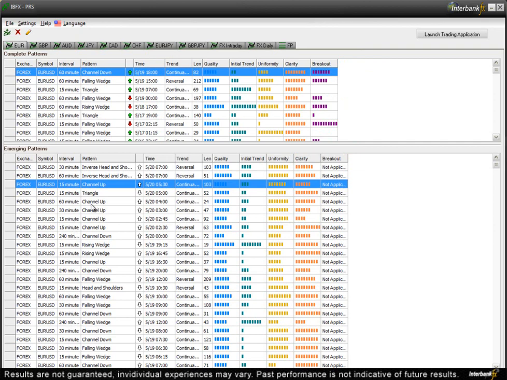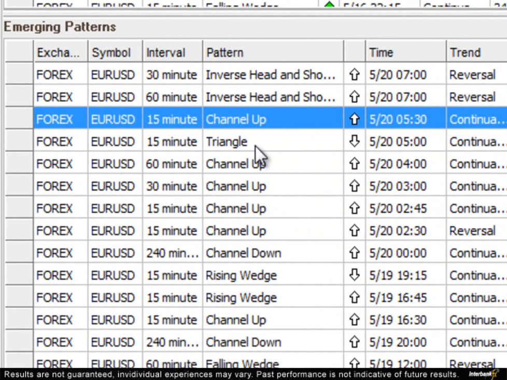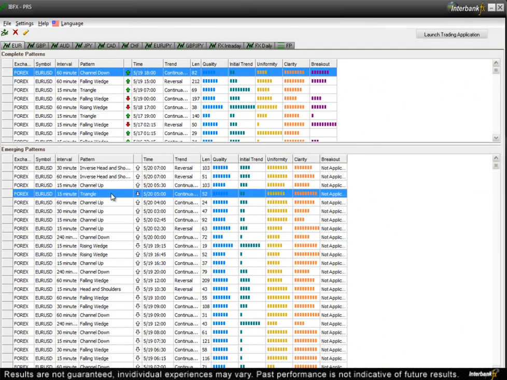We looked at a 30-minute, a 15-minute, we looked at an inverse head and shoulders, a channel up. How about we take a look at a triangle? And here's one of those scenarios where, in close proximity, I got 2 15-minute alerts. One was a sideways pattern and one is a trending pattern. Interesting, right? Let's take a look at that triangle.